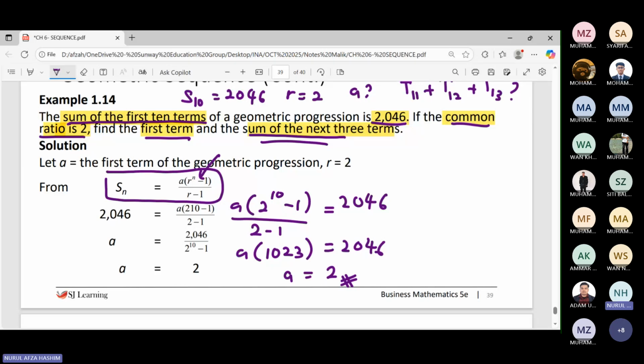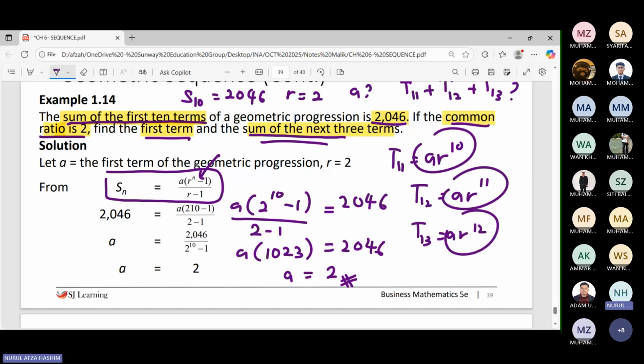Okay, so once you have A, you can find T11, T12, and T13. So T11, it should be AR power of n minus 1. T12, it should be AR power of 11. T13, it's going to be AR power of 12. And then you plus, because you already have your A and R.